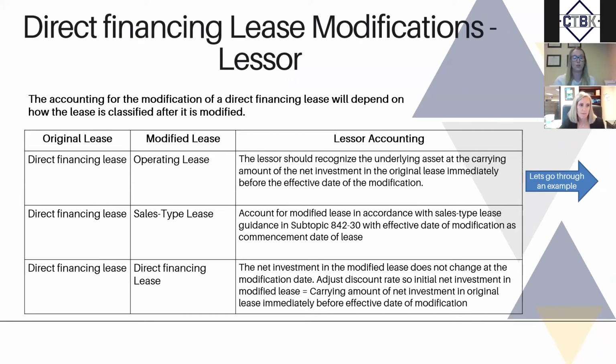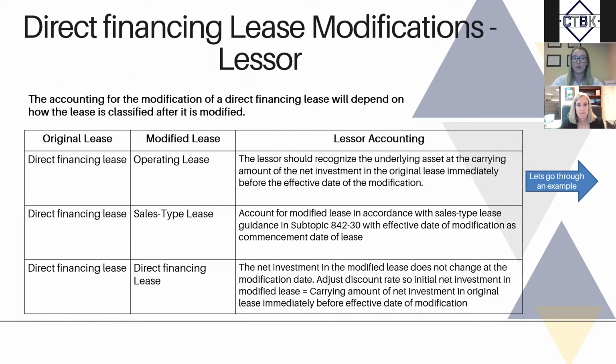And now we'll move on to what a direct financing lease modification looks like on the lessor side. Again, the accounting is dependent on how the lease is classified after it's modified. A direct financing lease that is modified to an operating lease, the lessor is going to recognize the underlying asset at the carrying amount immediately before the effective date of the modification. If the direct financing lease is modified into a sales type lease, you're just going to account for that in accordance with the sales type lease guidance that's in 842.